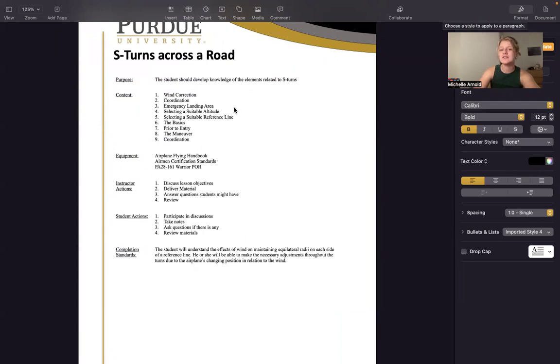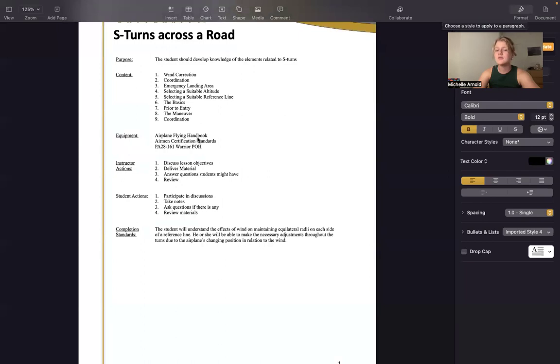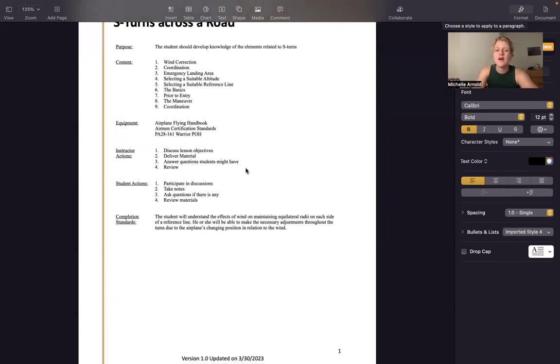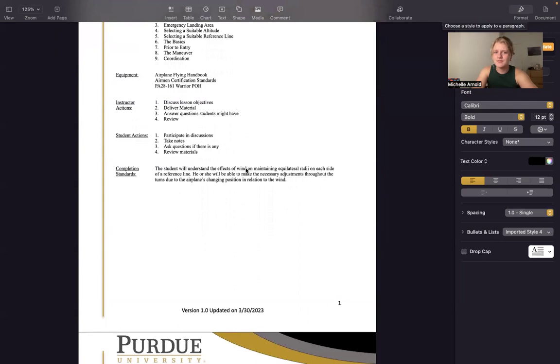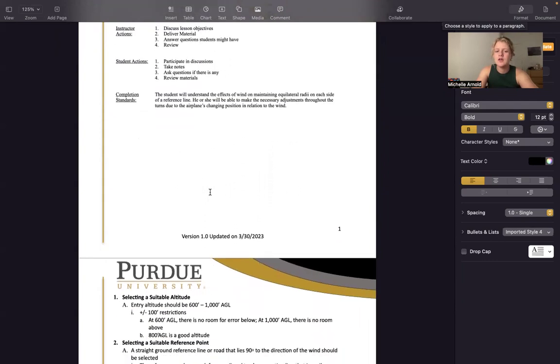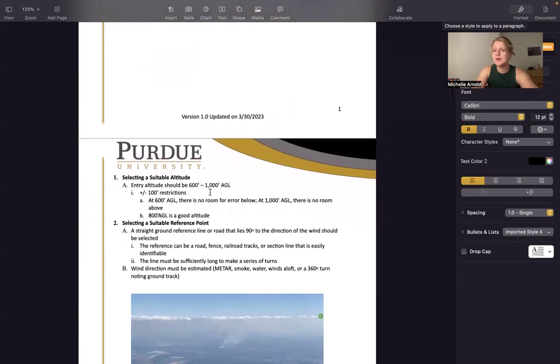selecting a suitable reference line, the basics of the maneuver, and what to do prior to entry and once you are in the maneuver. Some equipment you can reference is the Airplane Flying Handbook and the ACS. We're going to be talking a little bit about some standards in the ACS today. So let's jump right into it.